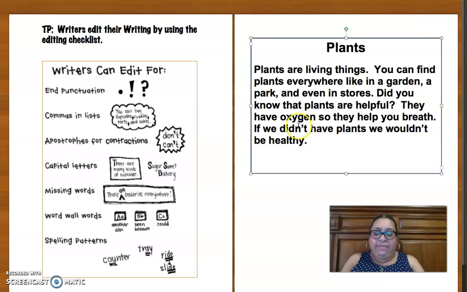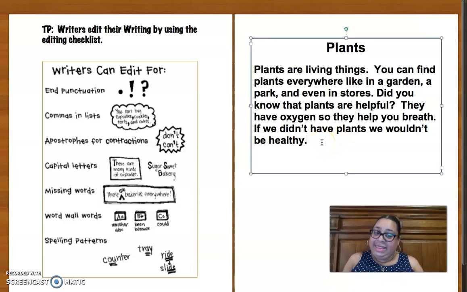Okay, now that I've read my editing checklist and I compared it to my own writing and I made my changes, now I'm going to go back and read this section again to make sure that I edited it properly and that it's easy for my reader to read. Plants. Plants are living things. You can find plants everywhere, like in a garden, a park, and even in stores. Did you know that plants are helpful? They have oxygen, so they help you breathe. If we didn't have plants, we wouldn't be healthy.